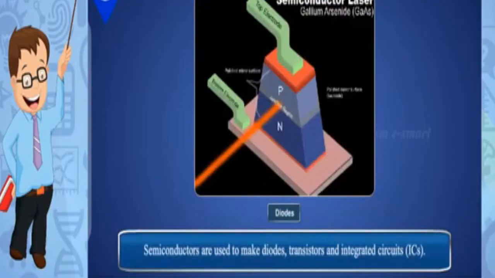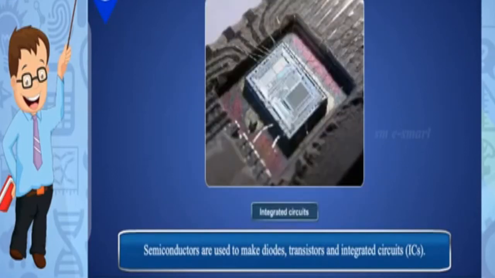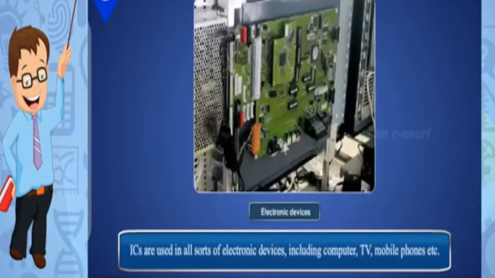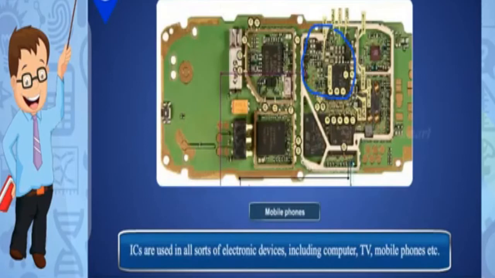Semiconductors are used to make diodes, transistors, and integrated circuits, also known as ICs. ICs are used in all sorts of electronic devices, including computers, TVs, mobile phones, etc.